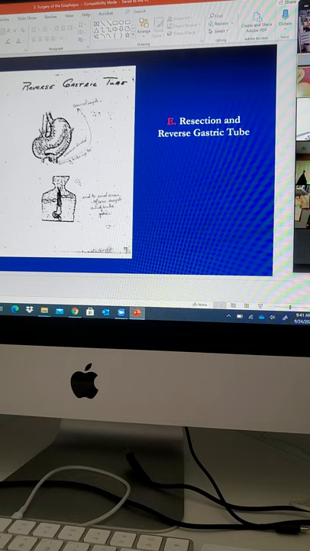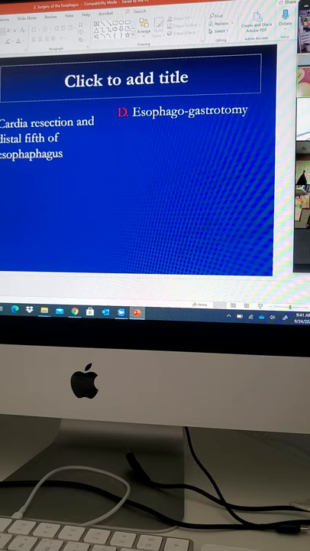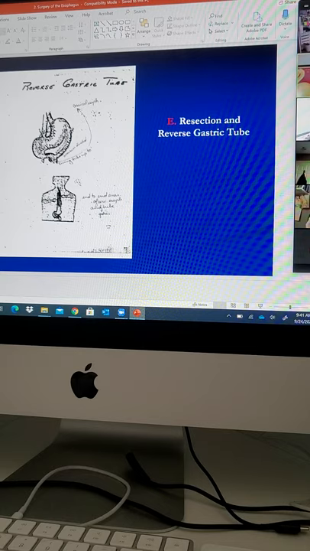Yes. So let's go to this picture, actually, it has to go here, okay? Esophageal gastrotomy, all right? So we are dissecting the cardia and the last fifth of the esophagus. So let's go to the next one, the reverse gastric tube. So we're creating the gastric tube here, okay, from this portion.